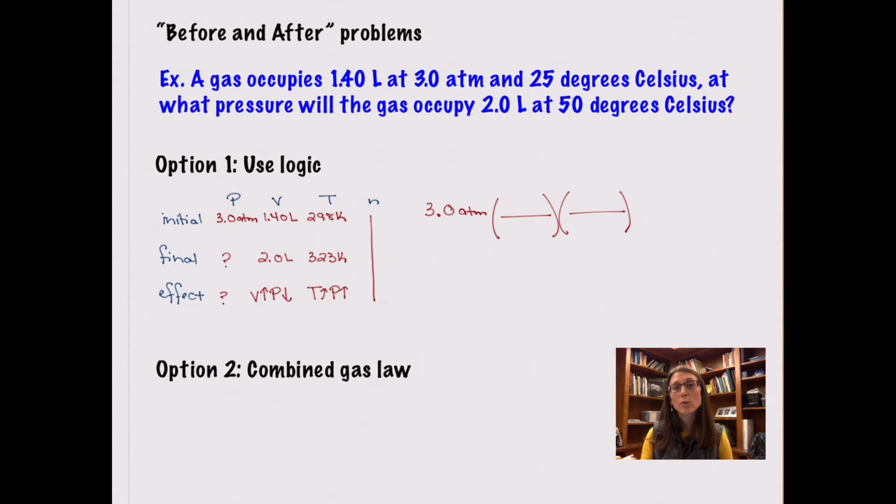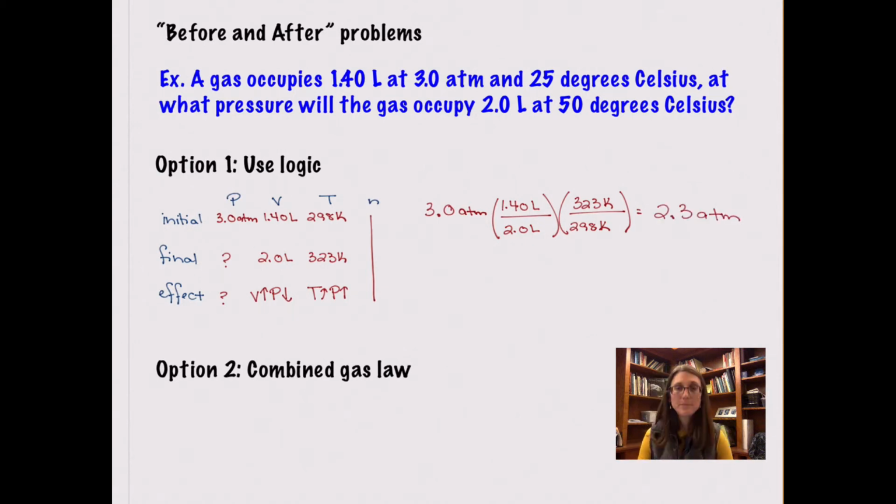Since I have two different variables that are changing, I'm going to have two multiplication factors, and I'll do the volume for the first one. For the volume, as the volume goes up, the pressure should go down. So the smaller volume will go on top and the larger one will go on the bottom. So when we multiply, we'll get a smaller answer. However, for temperature, I want the pressure to increase as a result of that temperature change. And so I'll put the larger temperature on top. And then when I multiply, the value I get is the new value for that pressure.